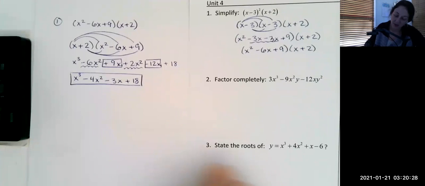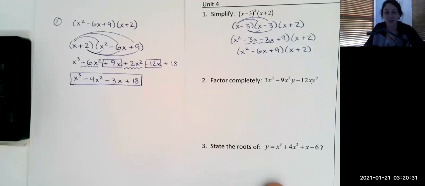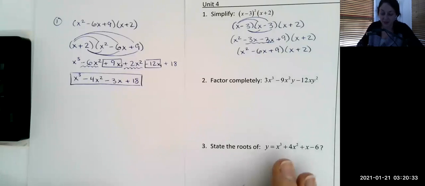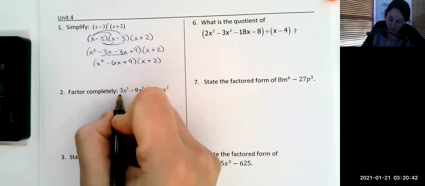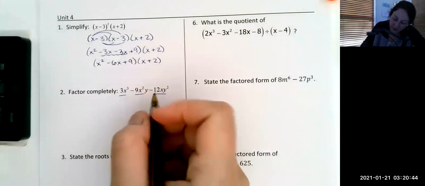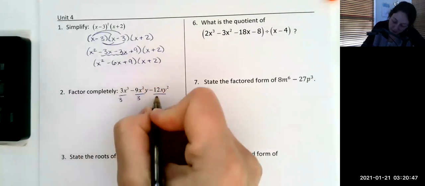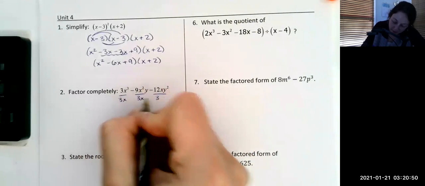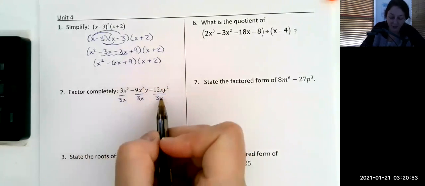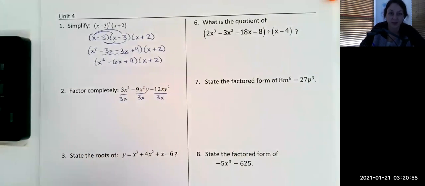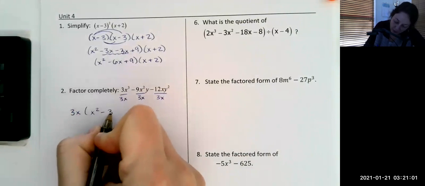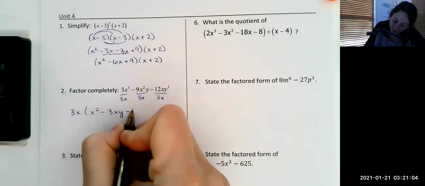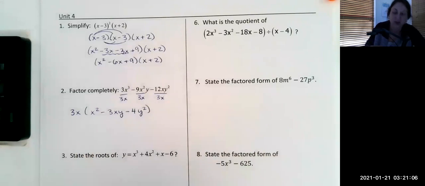All right, now number 2, its goal is to do the exact opposite. So number 2 says to factor completely. So instead of multiplying, I'm going to be looking for things to divide out. So for number 2, first things first is I'm going to look for some common factors. And all 3 of these terms can be divided by 3 as well as 1x because they all divide by 3, all their coefficients, and they each have at least 1x. So I got 3x on the outside with x squared minus 3xy minus 4y squared left over.